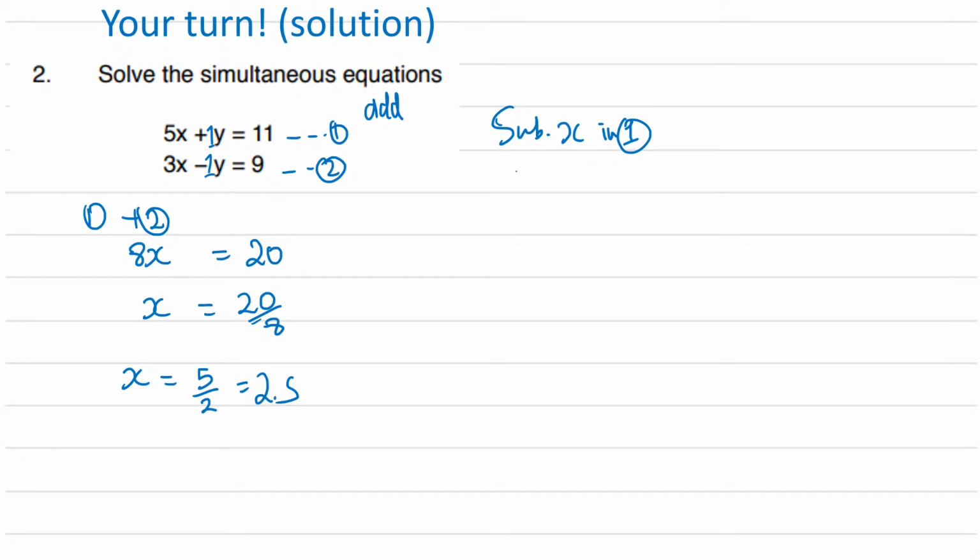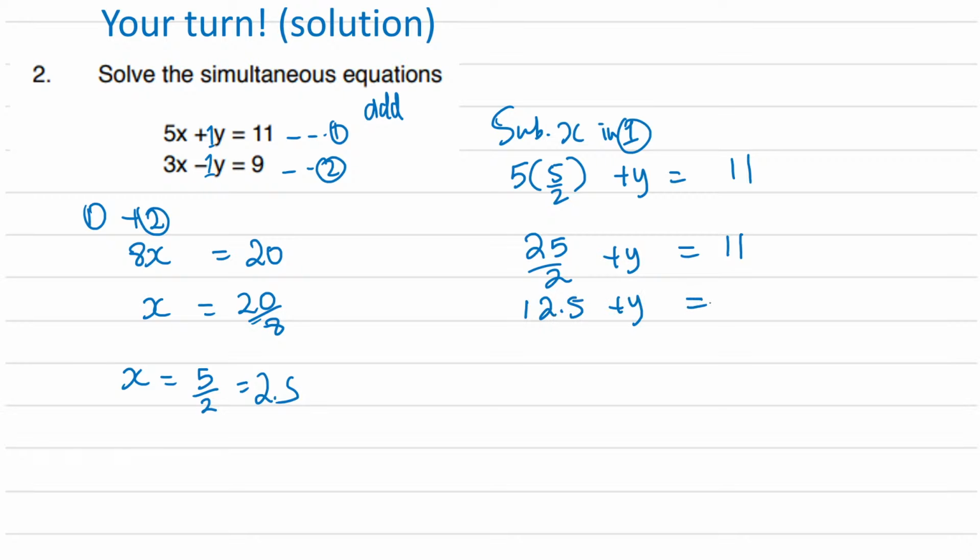We're going to do 5 times 5 over 2. Okay, that is the x, plus y is equal to 11. Okay, so 5 times 5 is 25. So this is going to give us 25 over 2 plus y is equal to 11. Okay, so you know 25 over 2 is 12.5. So let's just write that 12.5 plus y is equal to 11.